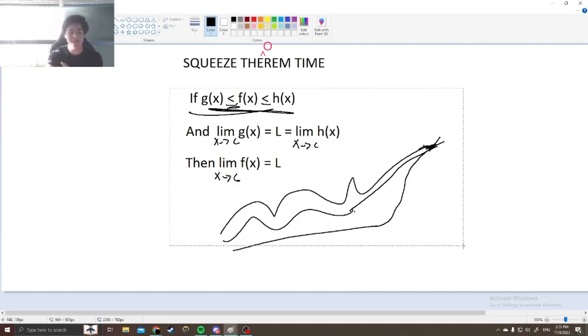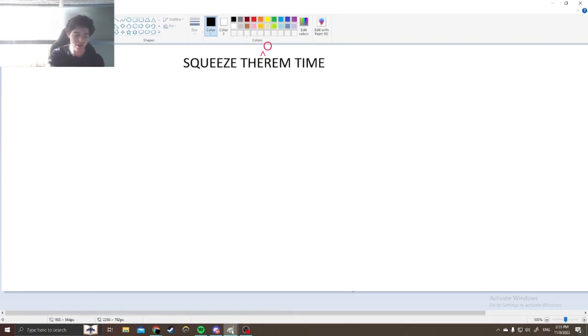Now we're going to apply this to a graph to make it make sense, a concrete example. So if you have this graph right here, you have x squared cosine 1 over x squared, right? And you're trying to find the limit when x is approaching 0 on this graph. How would you go about that? I don't know how to plug 0 into this. It's crazy, right?